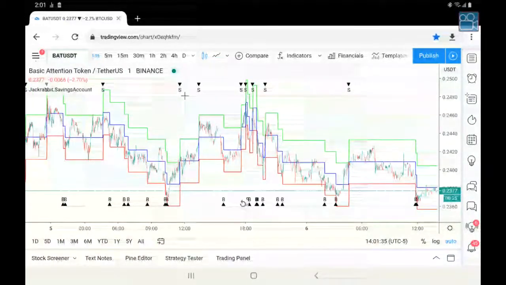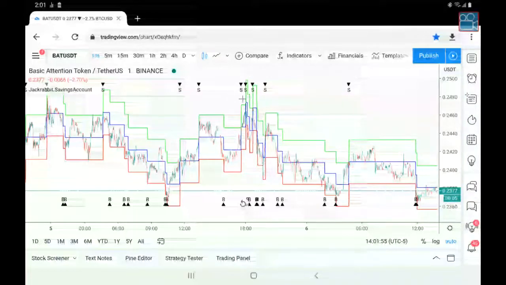Here's another coin that I like, because again, a lot of sell points, not many buy points, but a lot of frequency between buys and sells. I'm not holding very long, in other words. 1, 2, 3, 4, 5, 6, sell.